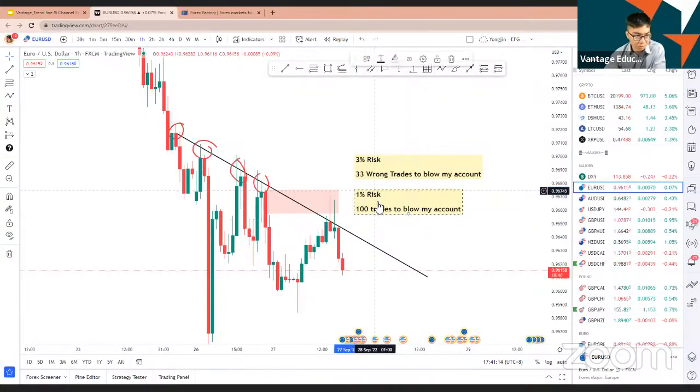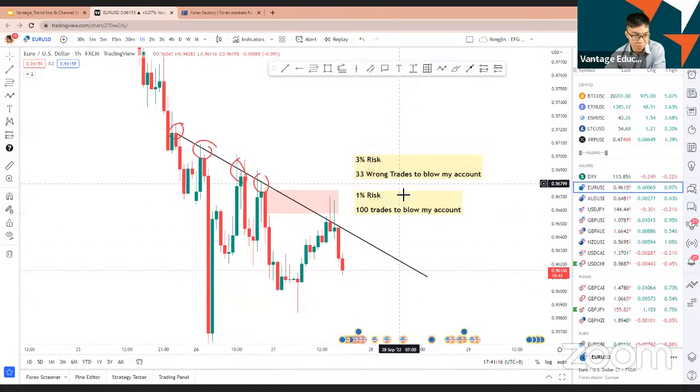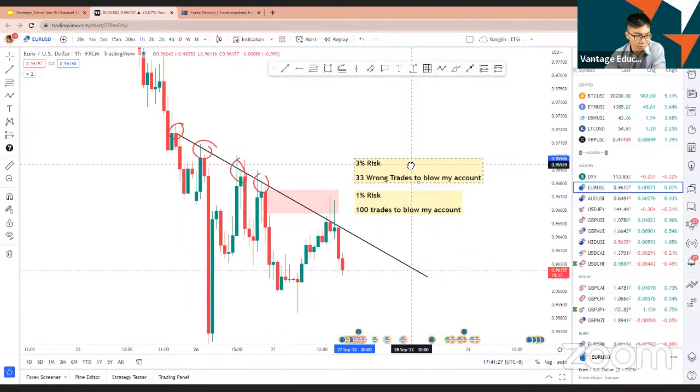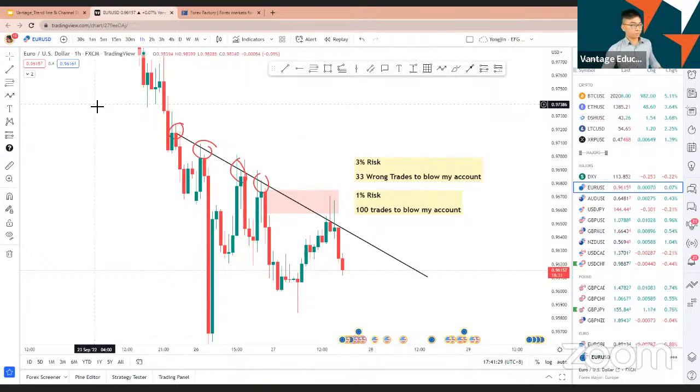Just always remember, risk is important. If you blow your entire account, please do not do that. I've blown multiple accounts in the past, revenge trading with a bad psychology. Please actually calculate your risk.